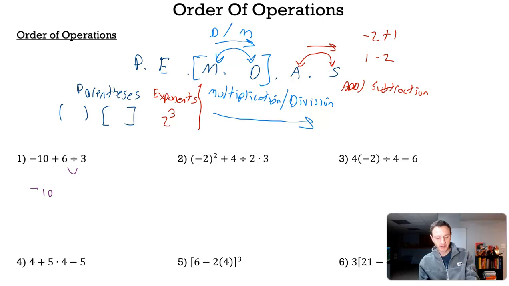So negative 10, 6 divided by 3 is 2, negative 10 plus 2. Now I'm just doing negative 10 plus 2, which is 10 minus 2, which is 8. The bigger number was negative, so we get negative 8.